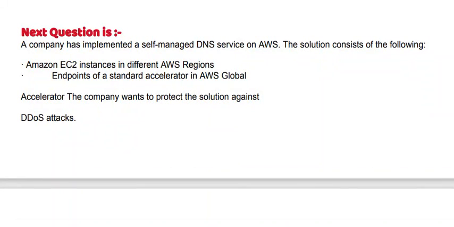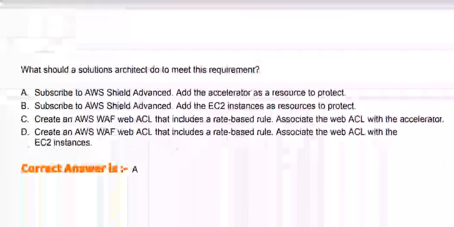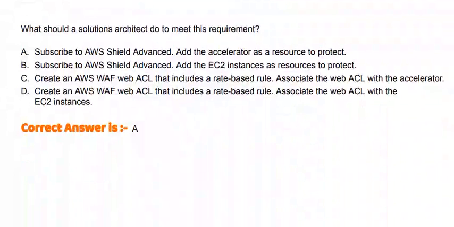A company has implemented a self-managed DNS service on AWS. The solution consists of the following: Amazon EC2 instances in different AWS regions, endpoints of a standard accelerator in AWS Global Accelerator. The company wants to protect the solution against DDoS attacks. What should a solutions architect do to meet this requirement?